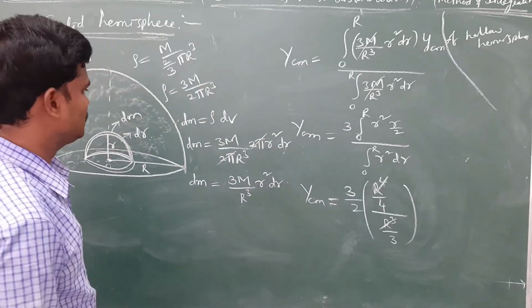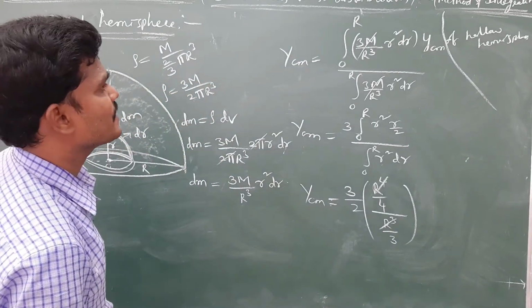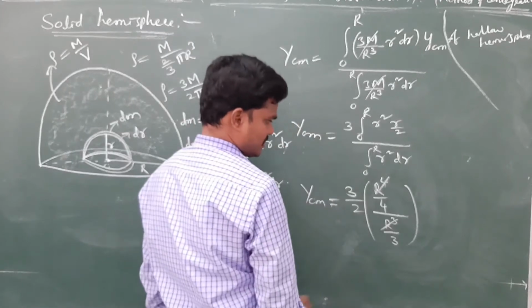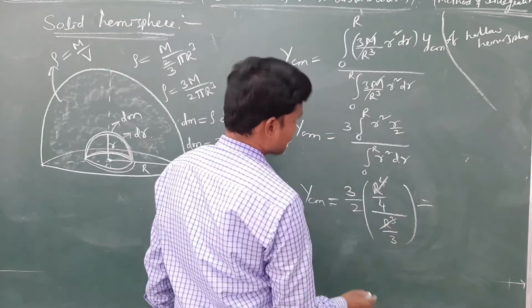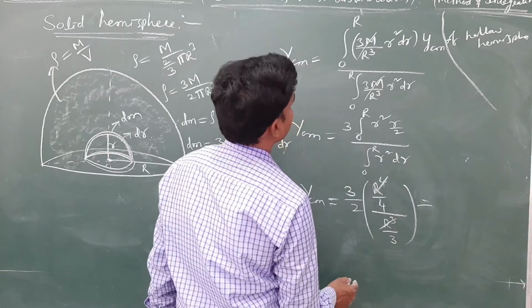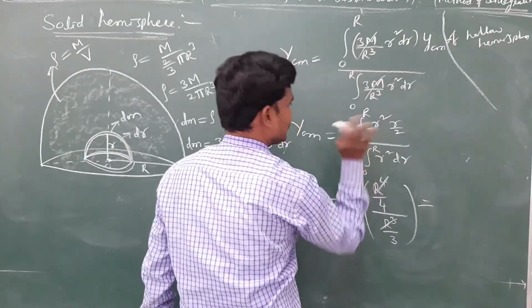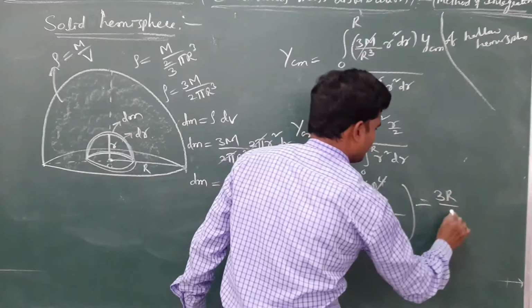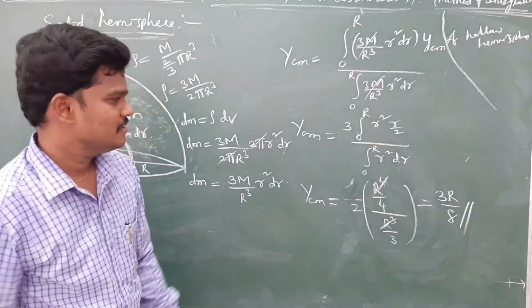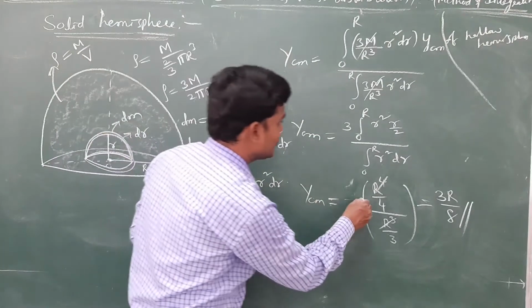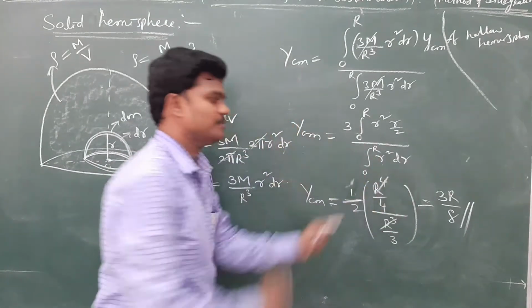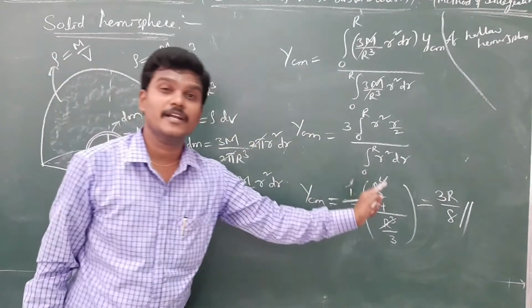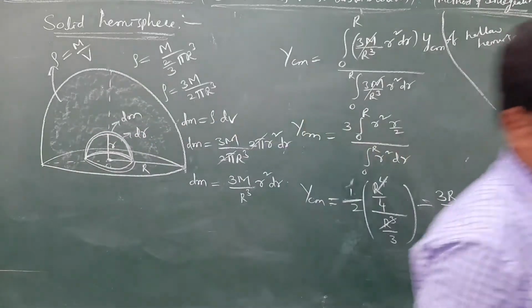Something is missing, a calculation mistake, just check it. Sorry, the 3 already cancelled. So this 3 will come here. So 3r by 8. Okay, verify those calculations. Here I am focusing only on the method. So here 1 by 2 and 1 by 4 give 3r by 8. So keep the formula in mind: the center of mass of a solid hemisphere is 3r by 8. Okay, keep it in mind. Thank you.